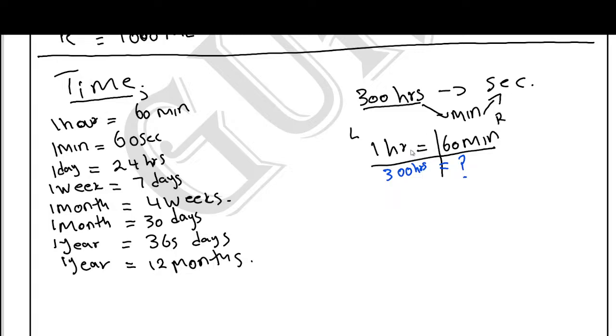Then we cross multiply. So it's going to be 300 multiplied by 60, meaning that we start with the question mark, multiply by 1. That becomes our question mark is equal to 18,000. But that was not your question. Your question wants you to convert 300 hours into seconds.